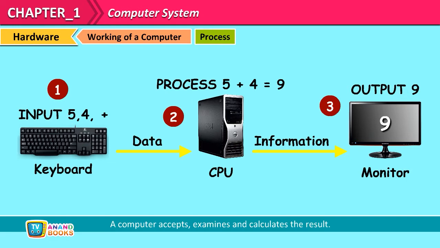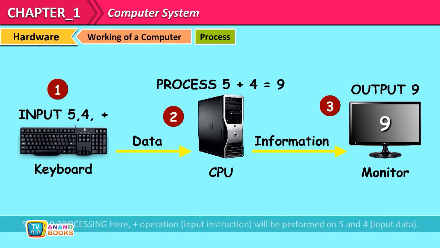Process. A computer accepts, examines, and calculates the result. This is called processing. For example, the input instruction will be processed on the input data. 5 plus 4 is equal to 9. Here, the plus operation, the input instruction, will be performed on 5 and 4, the input data.